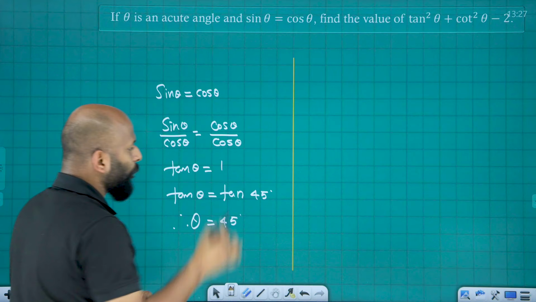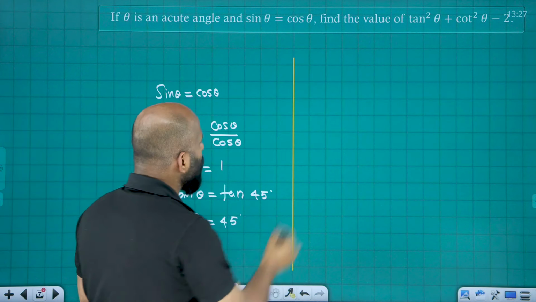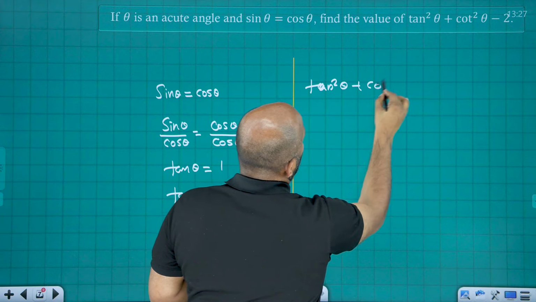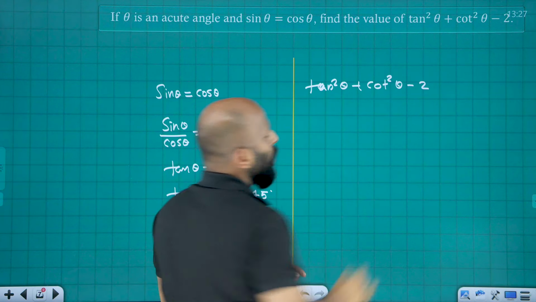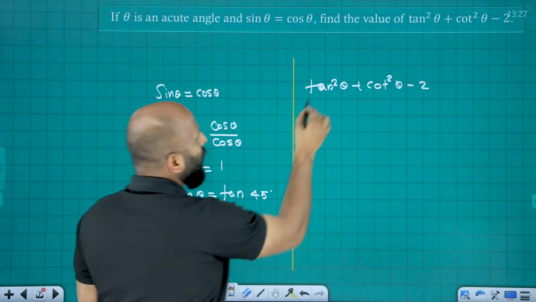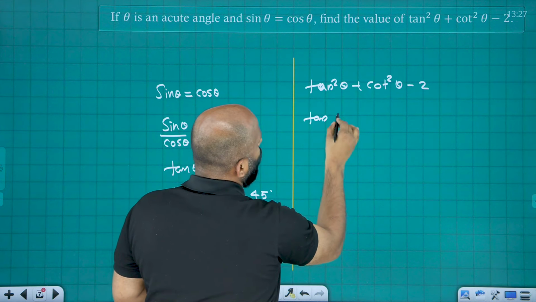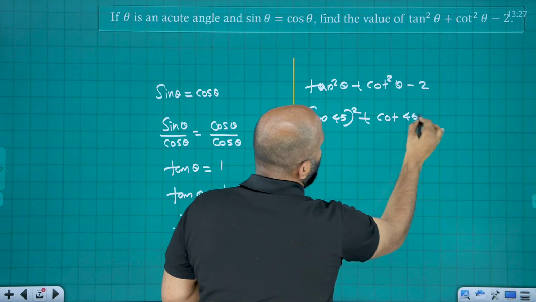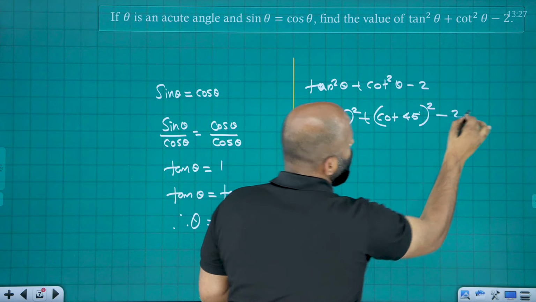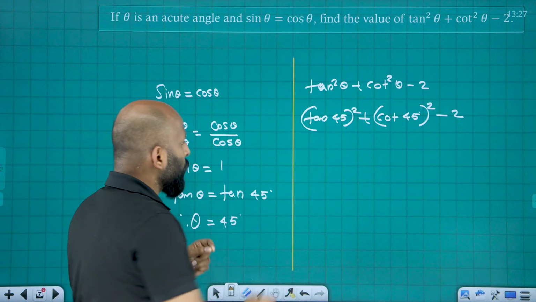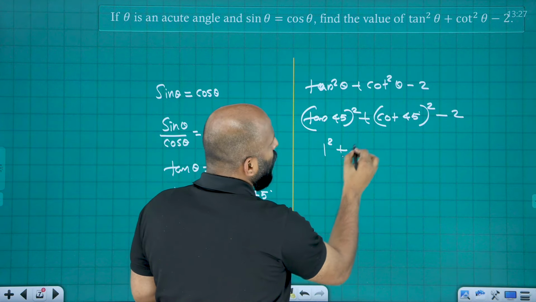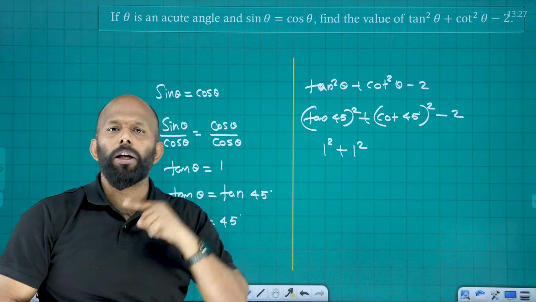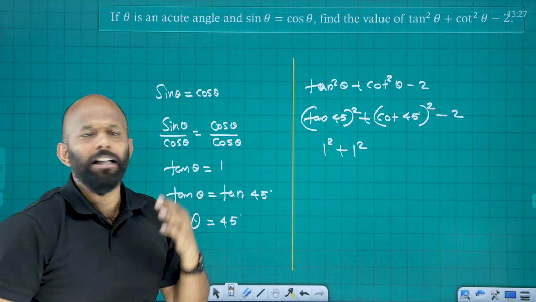Now what are they asking us to find? They are asking to find the value of tan square theta plus cot square theta minus 2. So theta is 45. So tan 45 whole square plus cot 45 degree whole square minus 2. What is tan 45 degree? We know that tan 45 is 1 square, plus cot 45 is also 1, because if tan 45 is 1, its reciprocal, that is cot, is the reciprocal of 1, which is 1 only.